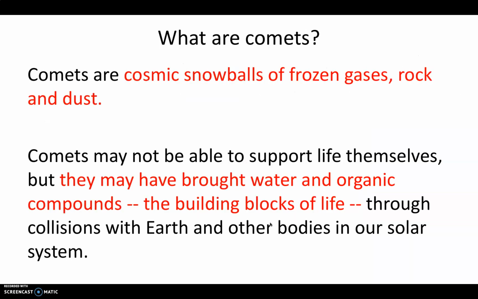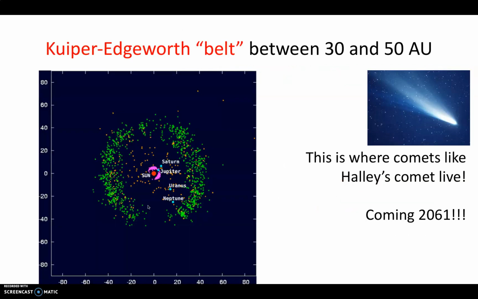And then there are these things called comets. You've probably heard of those. They're snowballs of frozen gas and rock and dust. My physical science students have occasionally made comets at the end of the year because, again, they're just snowballs of frozen gases like carbon dioxide and water and dust. While they're not really able to support life themselves, they might have brought water and organic compounds like amino acids to the Earth because they're one of the bodies in our solar system that has water in them. And they live out here on this thing called the Kuiper belt.